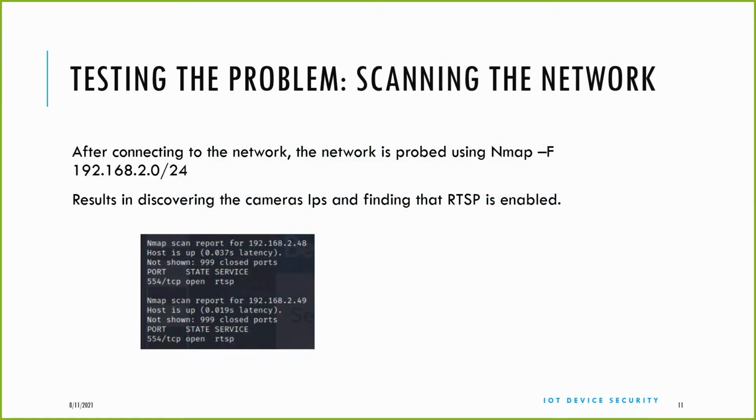Right, once connected to the network, we use Nmap, which is our network mapper, to scan the entire network. That's 192.168.2.0 with the subnet mask of 24. This shows all of the available devices, all the available clients on the network, and we found the cameras quite quickly. They were very easy to identify because they are the only ones using that real-time streaming protocol port, which is 554.